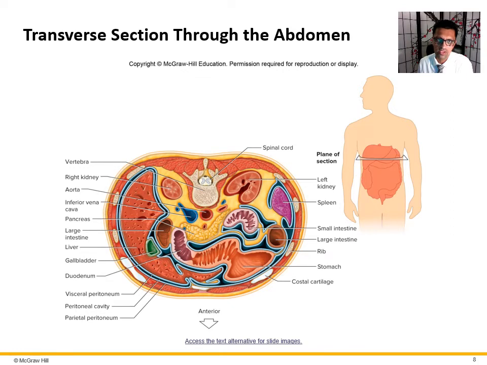Here's the transverse section through your abdomen, so we're going more inferior now. A lot of stuff going on, right? So if you look at here, here's your kidneys. Now the right kidney is lower than the left because of the liver. So your right kidney is a little bit lower. Here is your liver. Okay.